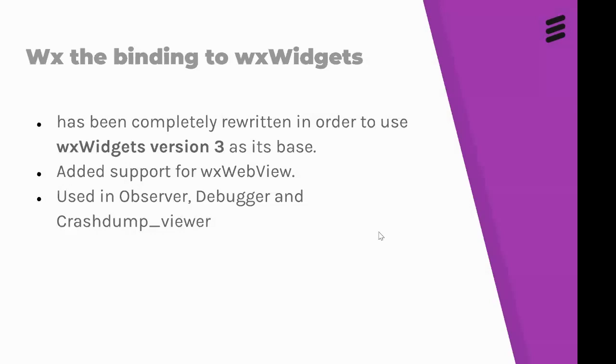Then we have the wx, the bindings for wxWidgets. It has been completely rewritten in order to use the new wxWidgets version 3 as its base. It means that you have a new dependency to wxWidgets version 3, instead of before, when you could use an older version of wxWidgets when you build Erlang. It's also added support for wxWebView, so you can have HTML pages handled in the GUI. And wx is used in the observer application and the debugger and the crash dump viewer.